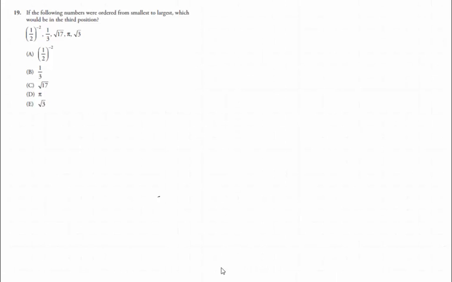All right, if the following numbers were ordered from smallest to largest, which would be in the third position? First we have 5 numbers, and we're going to start simplifying each of them. Again, the one we're interested in is this one.